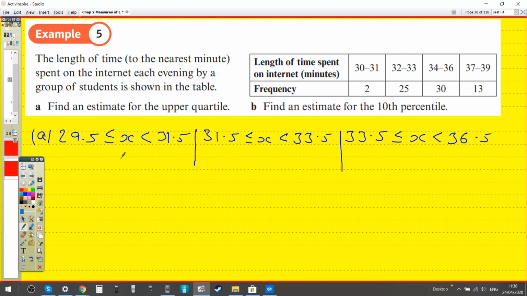5 to 25, 30, and then okay, what do you do after that?